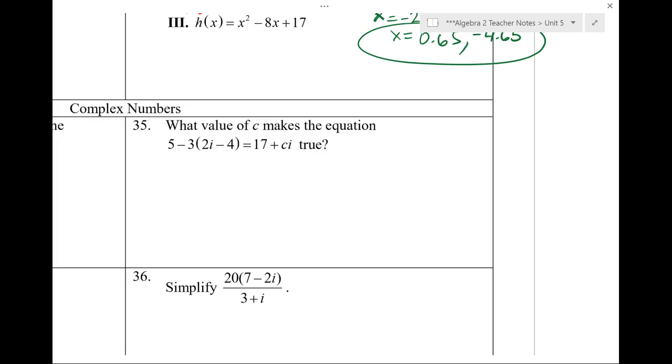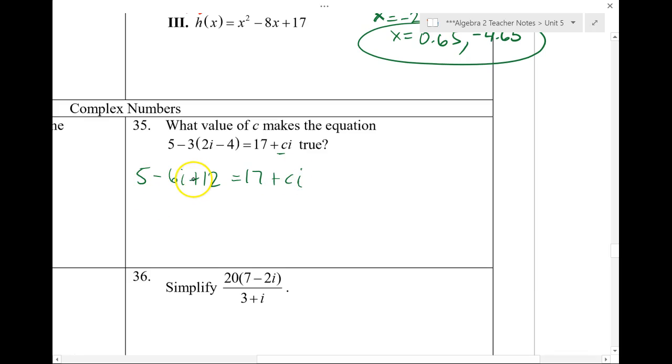It says, what value of c makes this equation true? So actually, we're going to have to do a little bit of thinking here. Thinking and multiplying and subtracting. So first, let's evaluate the left side, and then we'll see what we have to plug into c. So this takes a little guesswork. Let's rewrite this as 5, and then negative 3 times 2i would be negative 6i. And then negative 3 times negative 4 would be positive 12, equal to 17 plus ci.